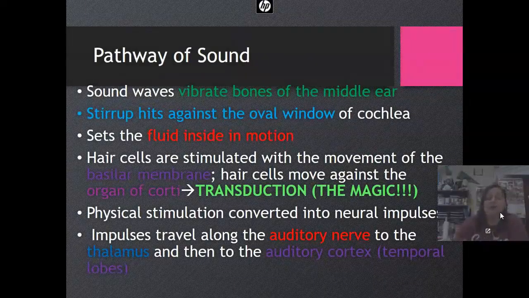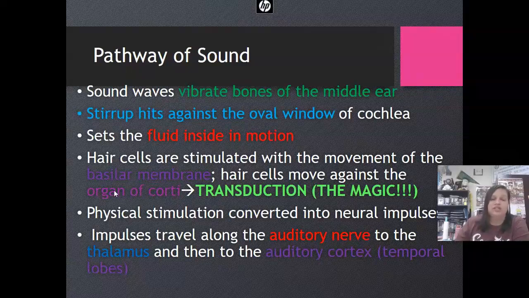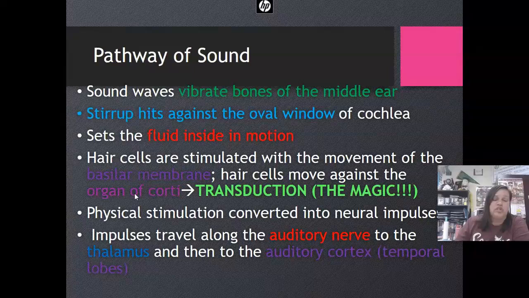So the full pathway of sound: the sound waves vibrate the bones of the middle ear. The stirrup hits against the oval window of the cochlea. It sets the fluid that's inside the cochlea in motion. Hair cells are stimulated with the movement of the basilar membrane, and then those hair cells move against the organ of Corti, and that's the true structure that goes with transduction, or the magic.